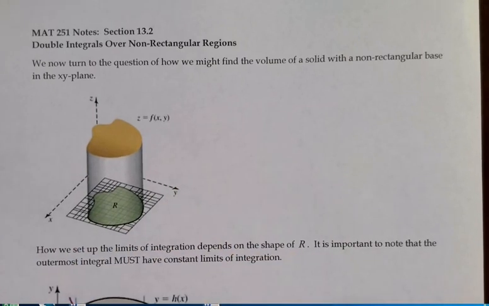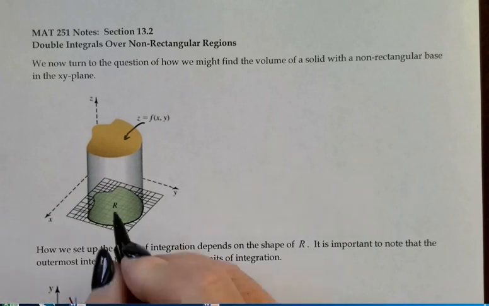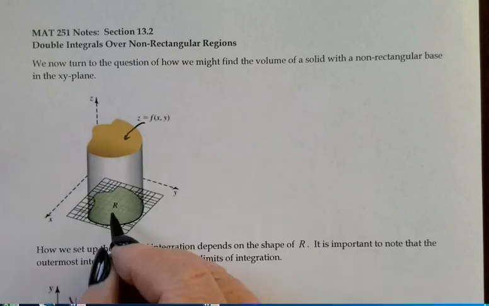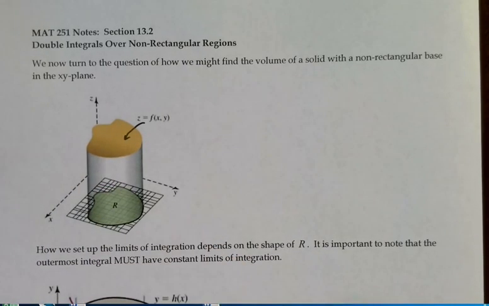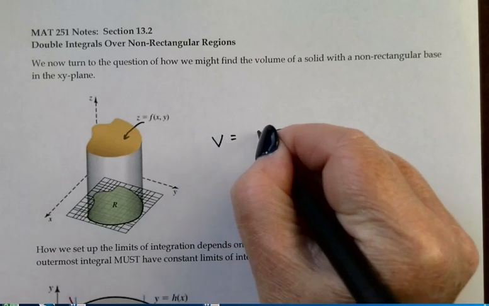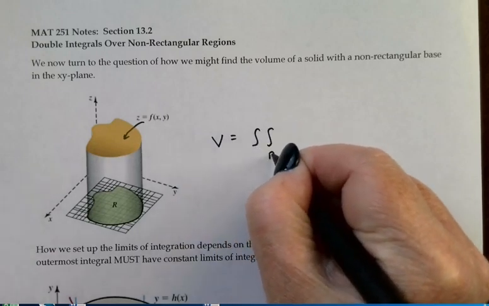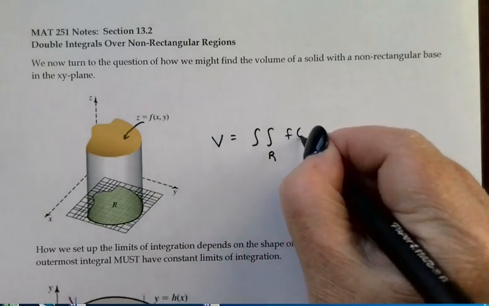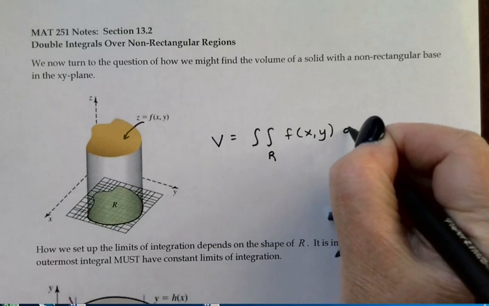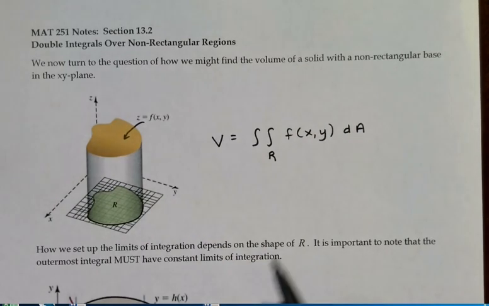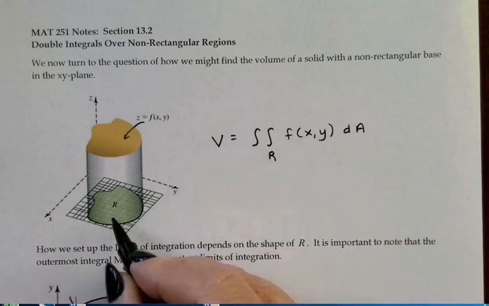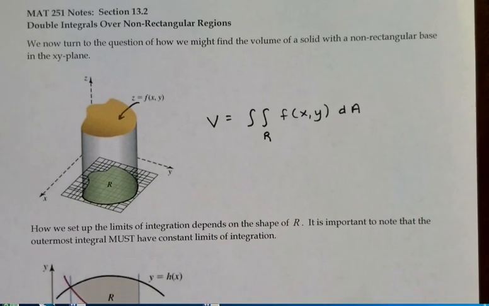Notice we still have some surface, z equals f of x and y, that forms the top of our three-dimensional shape. And the top is the outline whose shadow is the base, R. We'll do this with a double integral, just like we did before. So our volume is going to be the double integral over this region R of f of x and y dA. But how exactly are we going to define R now that it's no longer a rectangle?